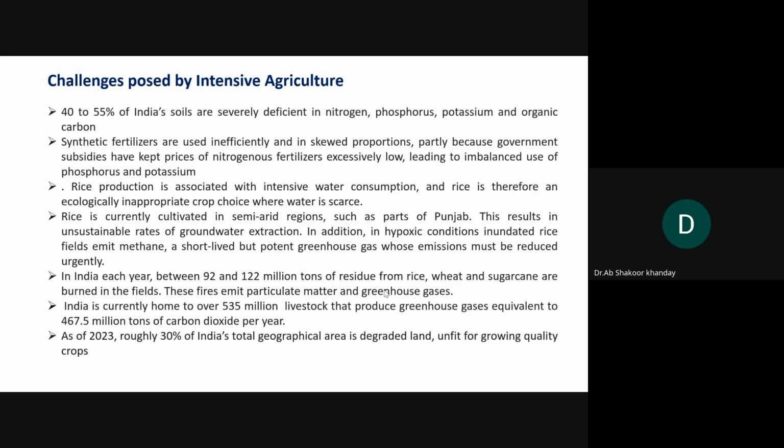In India, each year between 92 and 122 million tons of residue from rice, wheat, and sugarcane are burned in the fields. And unfortunately, 1.3 tons per hectare of carbon dioxide is being emitted from our fields annually.